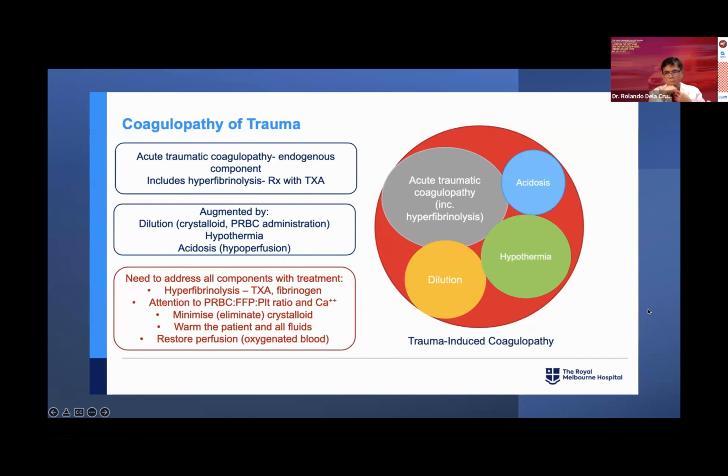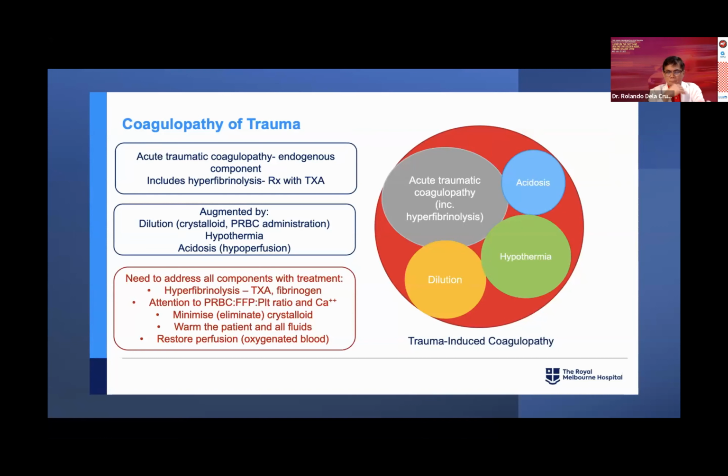In order to effectively treat coagulopathy as well as prevent coagulopathy occurring, we need to address all components, and that means addressing hyperfibrinolysis through the administration of TXA and fibrinogen concentrate when required, attention to the packed red cells, FFP, platelet ratio, and administration of calcium, minimising, and I would actually suggest eliminating the use of crystalloids, and warming the patient and all fluids that are administered.